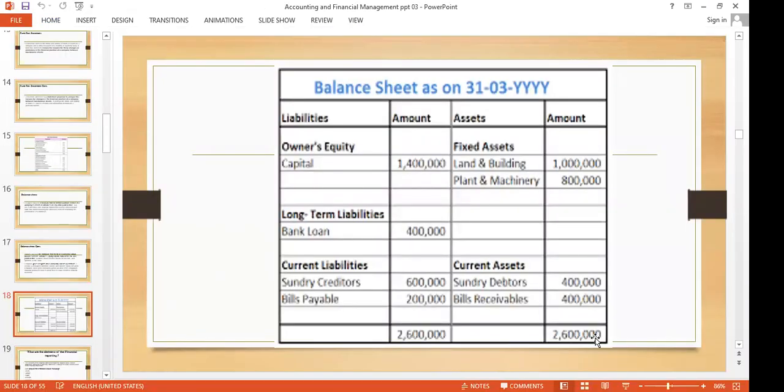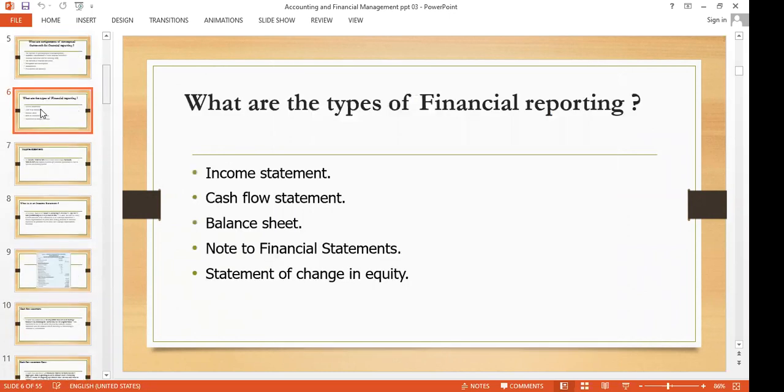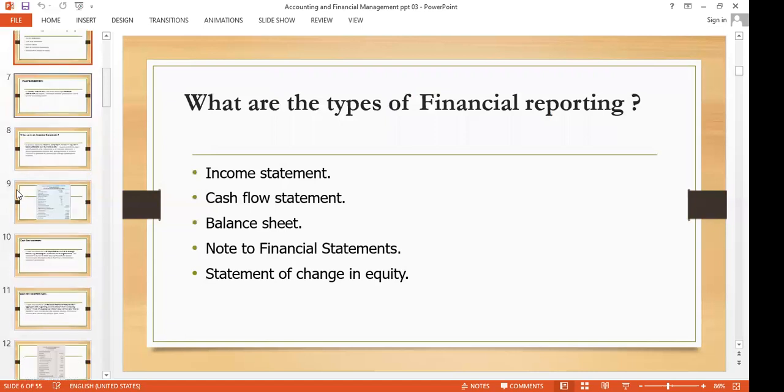Are you clear for types of financial statements? Balance sheet, fund flow statement, cash flow statement, and income statement. These are the types of financial reporting: income statement, cash flow statement, fund flow statements, and balance sheet. Are you clear up to now?